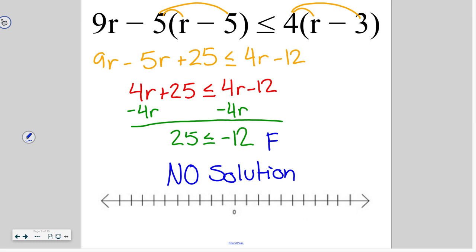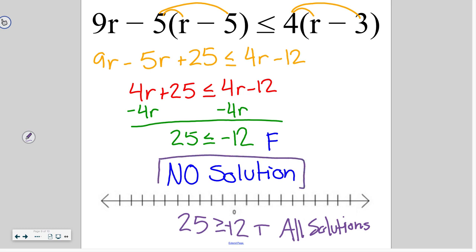If the inequality symbol had been reversed, and we had a case where we got an answer of 25 is greater than or equal to -12, then that would be a true statement, which would have given us an all solutions situation. So you have to be careful that you are paying attention to whether these statements are true or false if the variables get eliminated, and that either turns into no solution or all solutions. So in this case, we have no solution because it is a false statement.